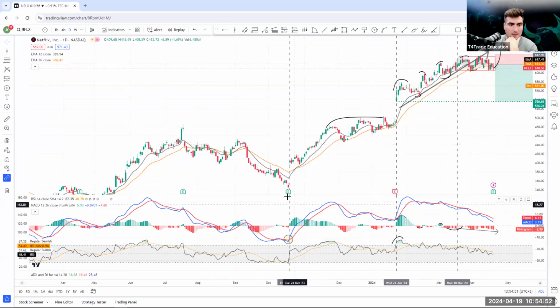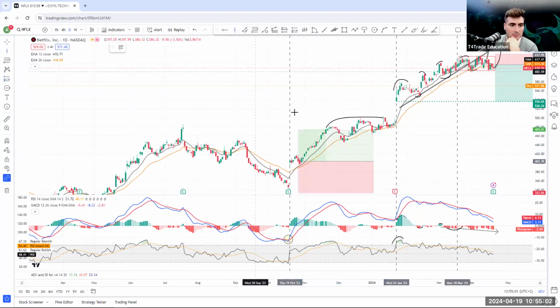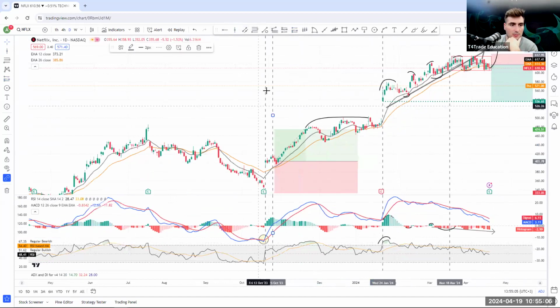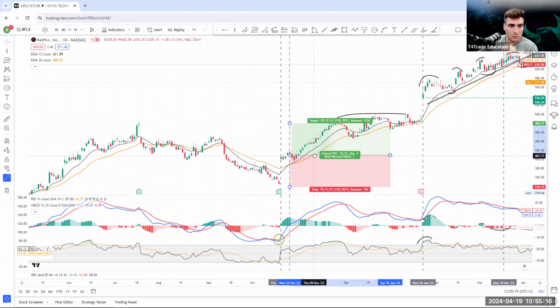So what do we see? The crossover right here. The actual signal to enter was when you see this, okay? And it's when the MACD line, the blue line, crosses above the threshold. So the MACD turns positive. That's when the actual entry point is, okay?